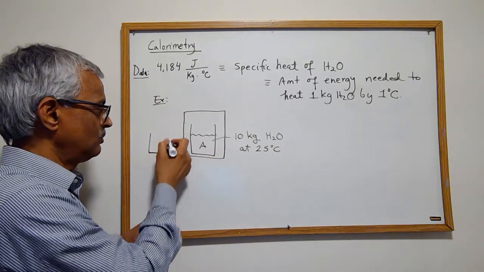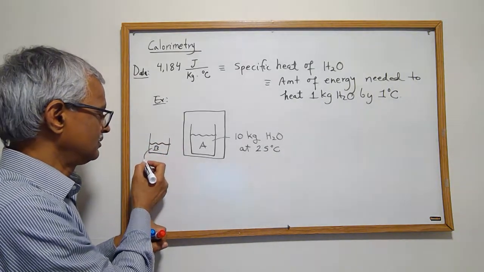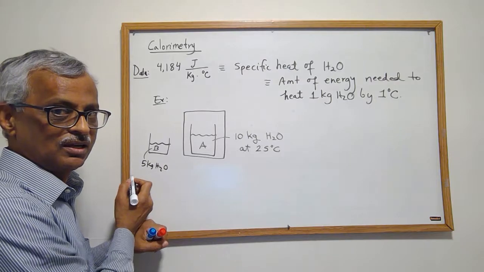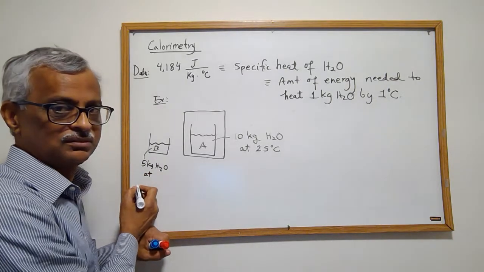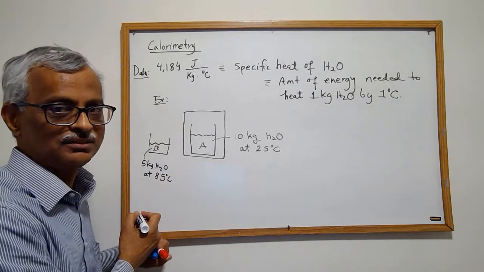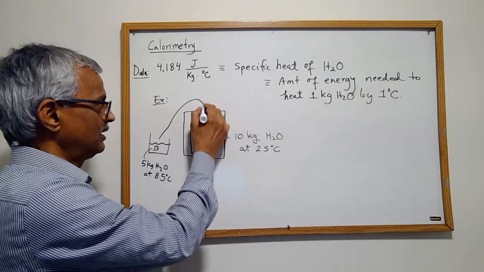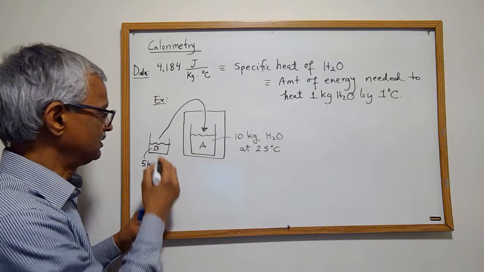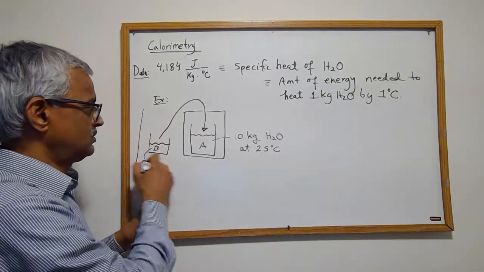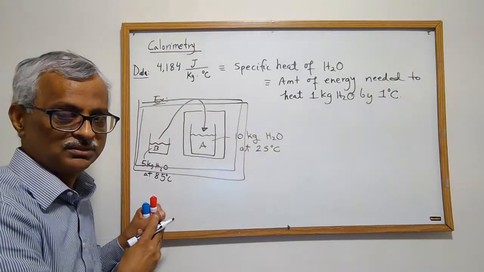And over here I have system B, which has 5 kilogram H2O, and this is at, say, 85 degrees Celsius. It's pretty hot. Then I come in here, make a hole and drop it in there. So this is B and this is A. You can think of this as isolated from the rest of the world.